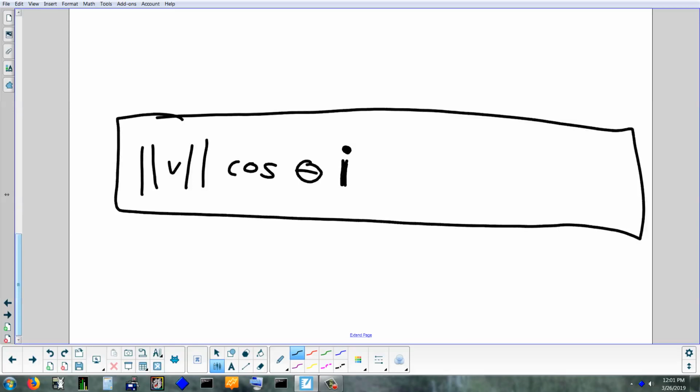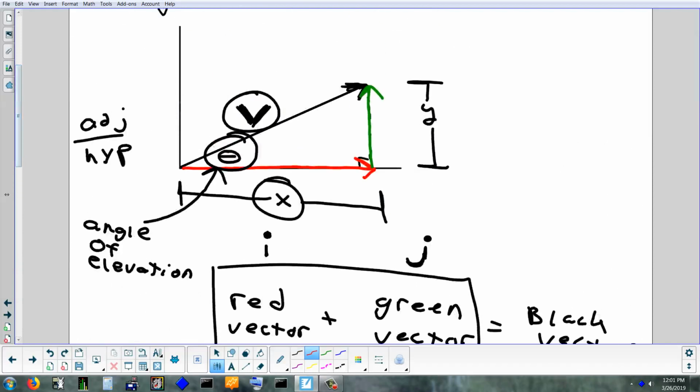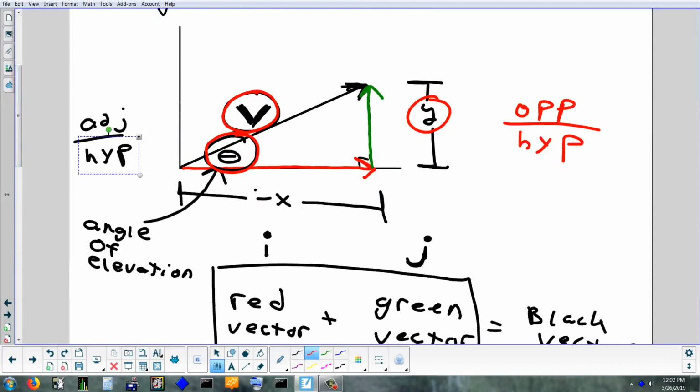Okay, so there's my red vector, plus now I need my green vector. I know it's going to have a j, but we've got to figure out what goes in front of the j. Okay, so now let's focus on what I'm circling. Actually, let me get rid of these other circles. Just focus on what I've circled in red. I've still circled hypotenuse, so we're still using that side. What about y? What side is that? Opposite. Y is opposite. V is hypotenuse.